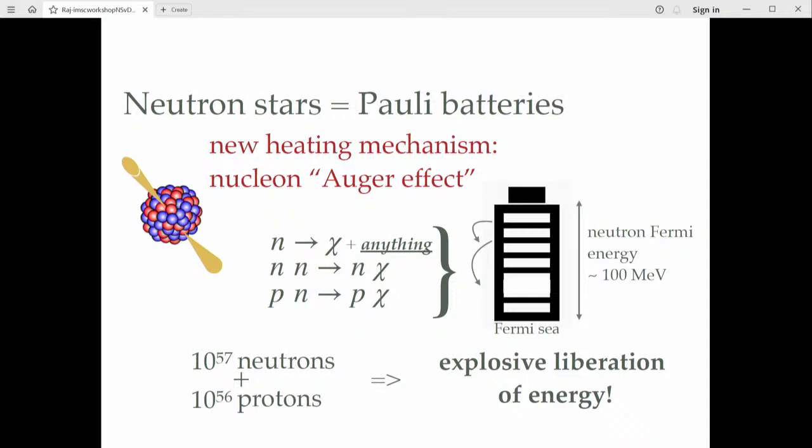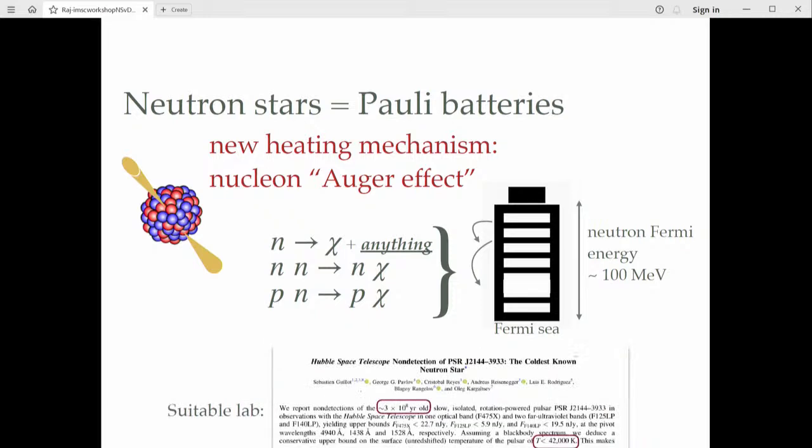This is not a new effect as such. We have seen this in semiconductors, and the semiconductor people call it the Auger effect of electrons in semiconductors. It's used to treat cancer and so on. But I realized that this exactly applies to neutron stars as well if you have dark neutrons. So I call it the nucleon Auger effect. It's a heating mechanism that, as far as I can tell, nobody had written down before. The cool thing is, because you have so many, 10^57, neutrons and protons, this is happening all over the neutron star, and that gives you an explosive liberation of energy inside the neutron star. Okay?